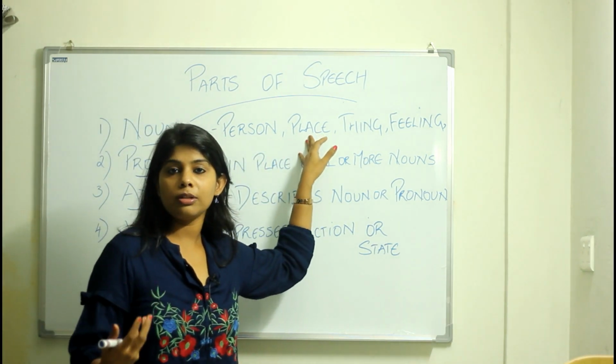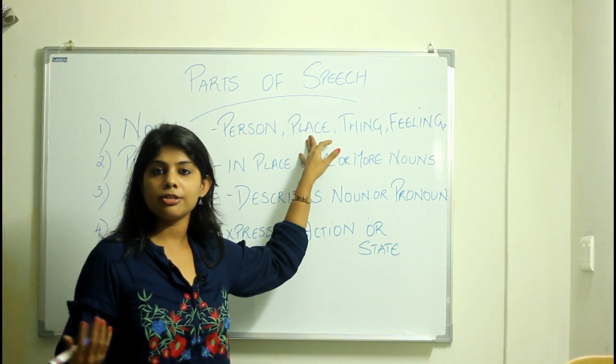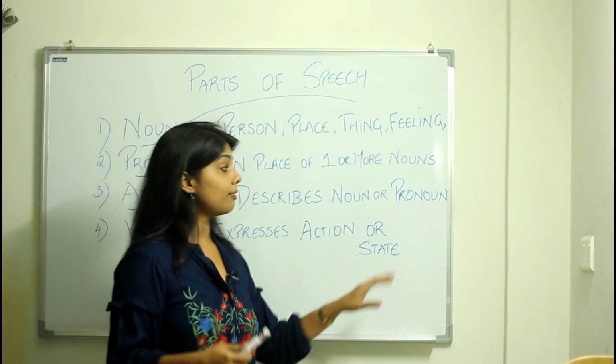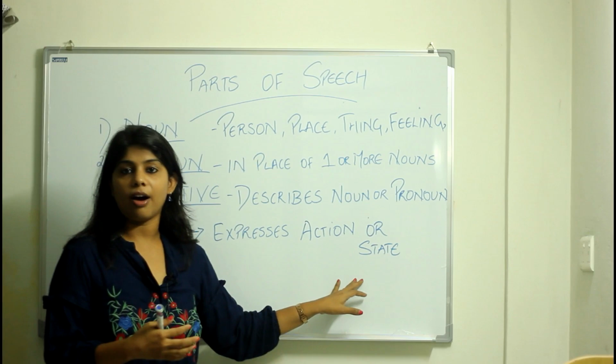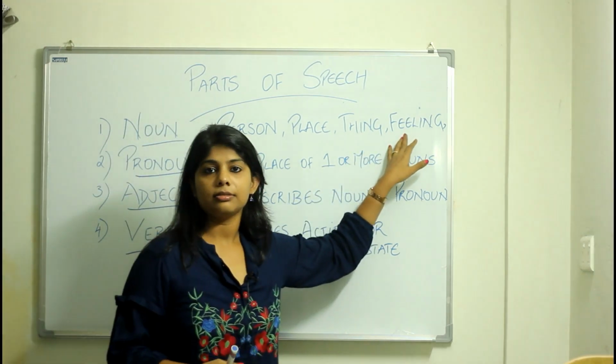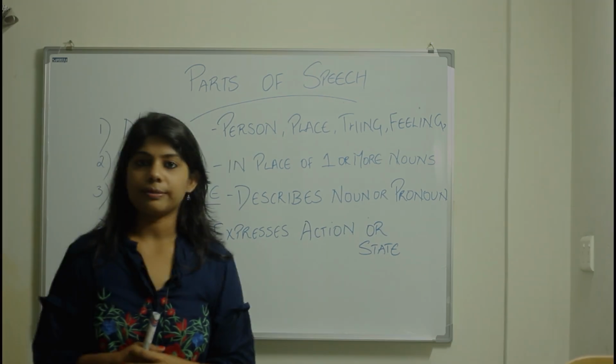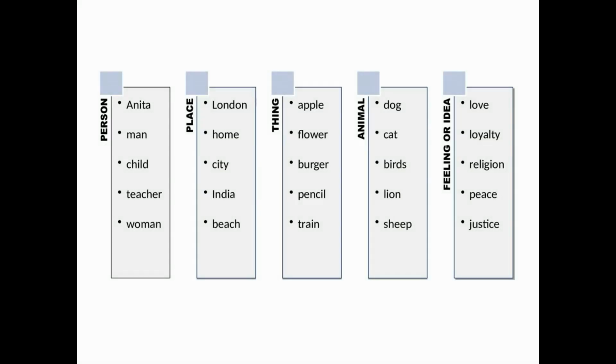Place: school, buildings, church, all these are nouns. Thing: this pen, this board, all these are nouns. Feeling: anger, courage, joy, all these are nouns. Here are a few examples of nouns. Man, child, city, beach, ideas like religion, peace, justice, and many more.